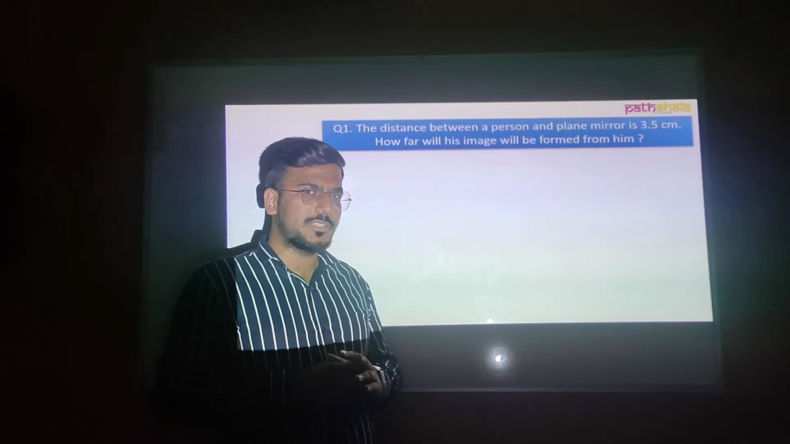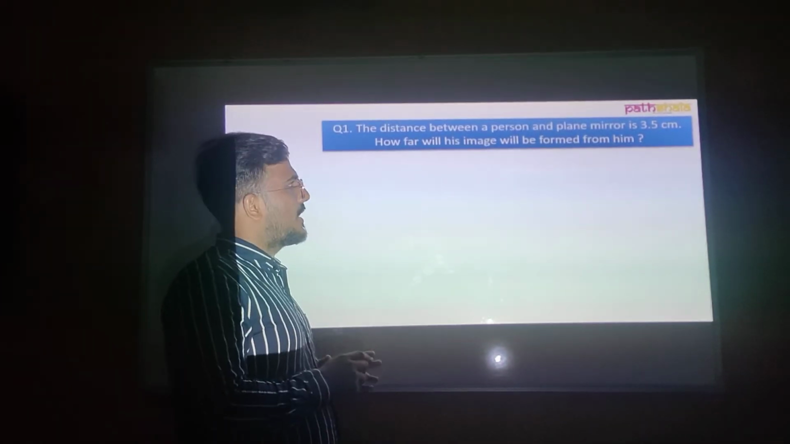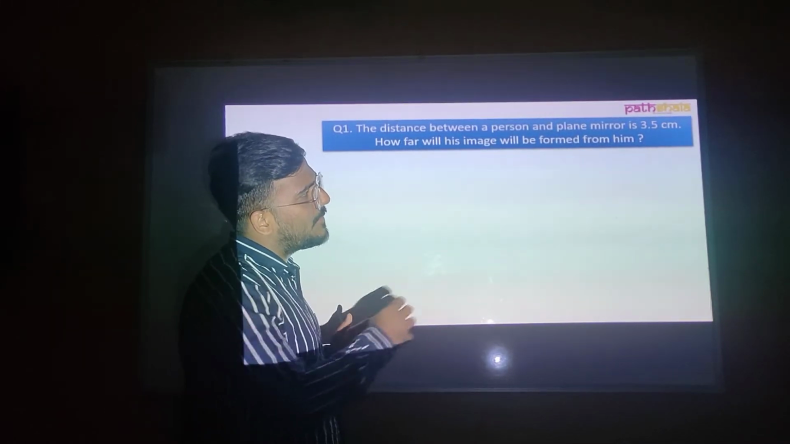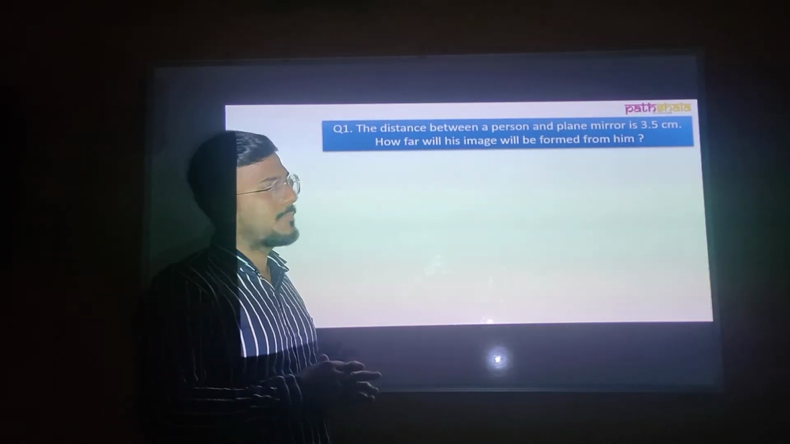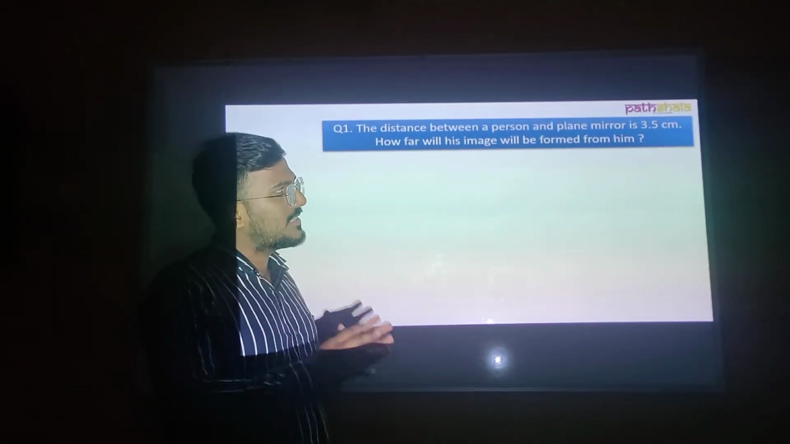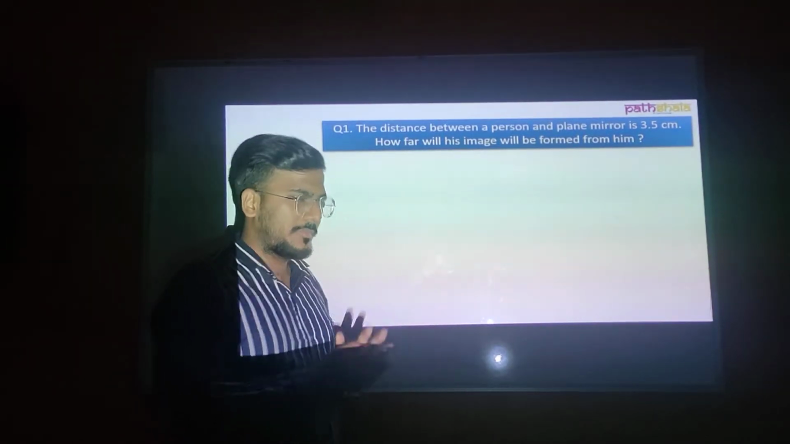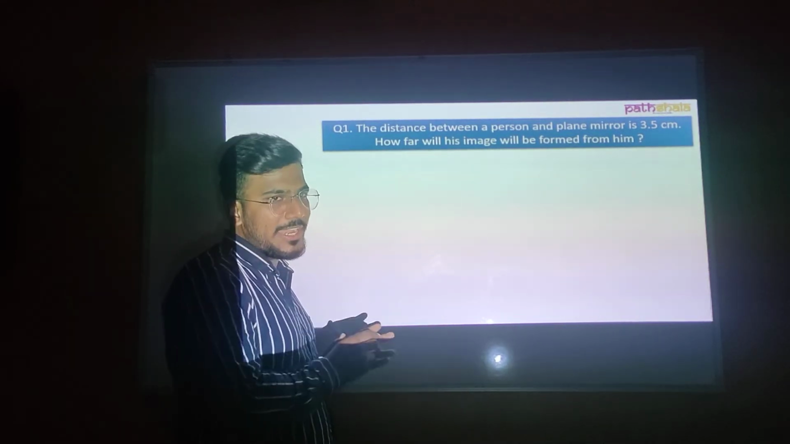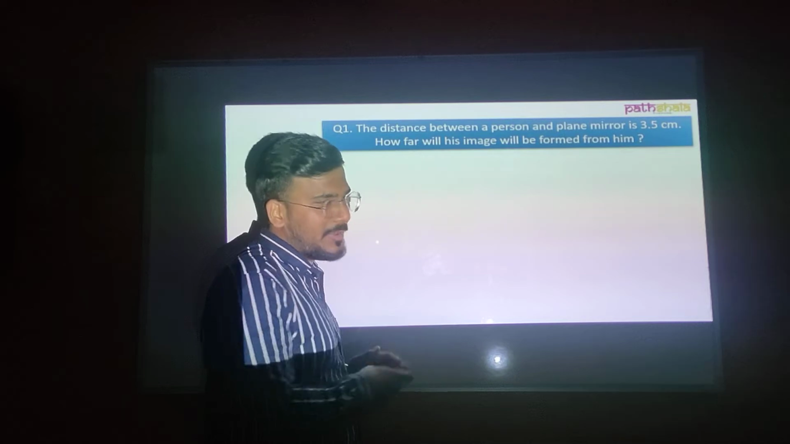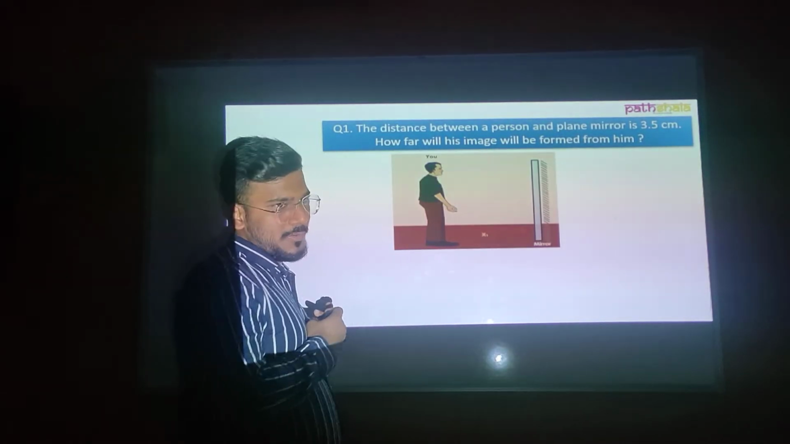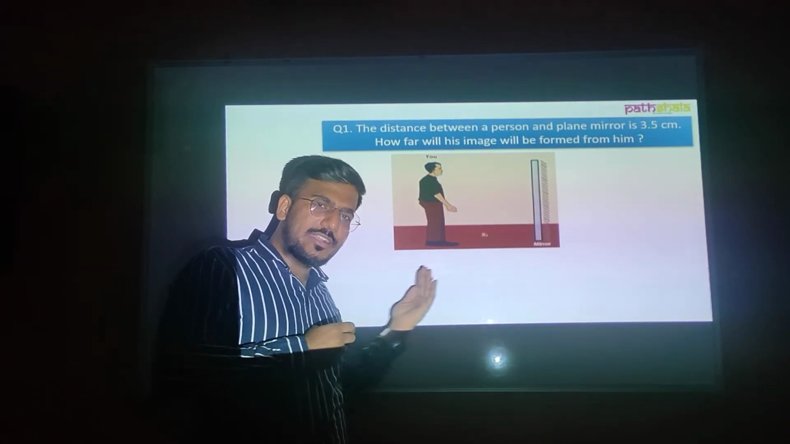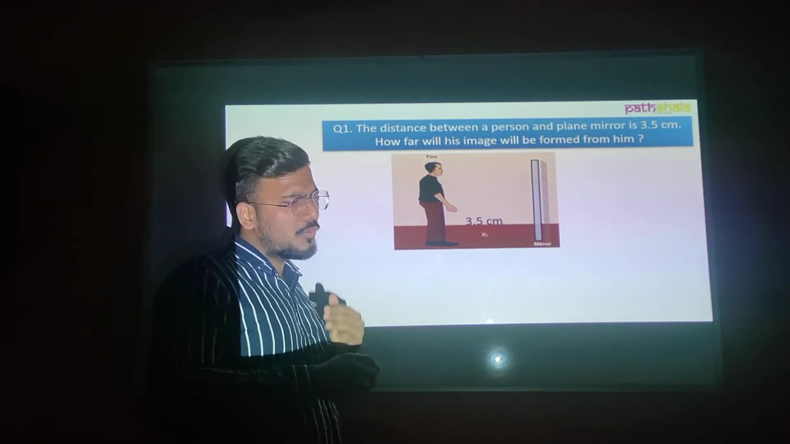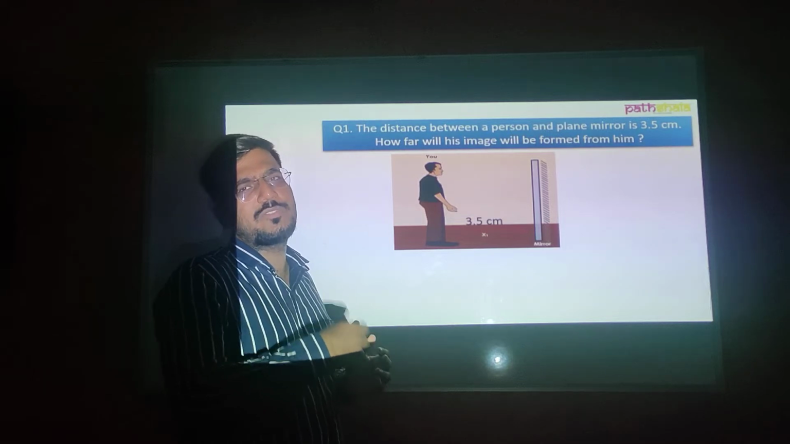The first question is very simple. Let's read this up. They are saying the distance between a person and the plane mirror is 3.5 centimeter. How far will his image be formed from him? See, it's very simple. Let's break this up. A person is standing at a distance of 3.5 centimeter from a plane mirror. So there is a person, standing in front of this plane mirror. What they are saying is, how far will his image be formed?